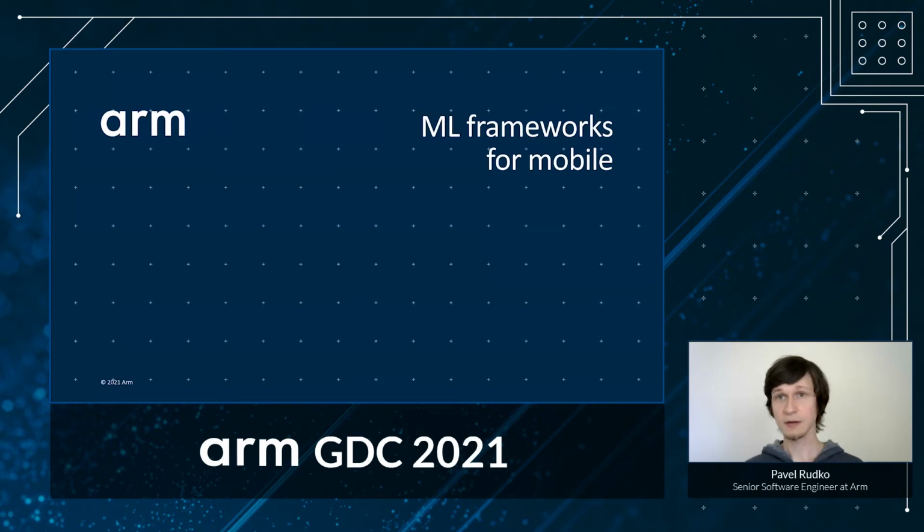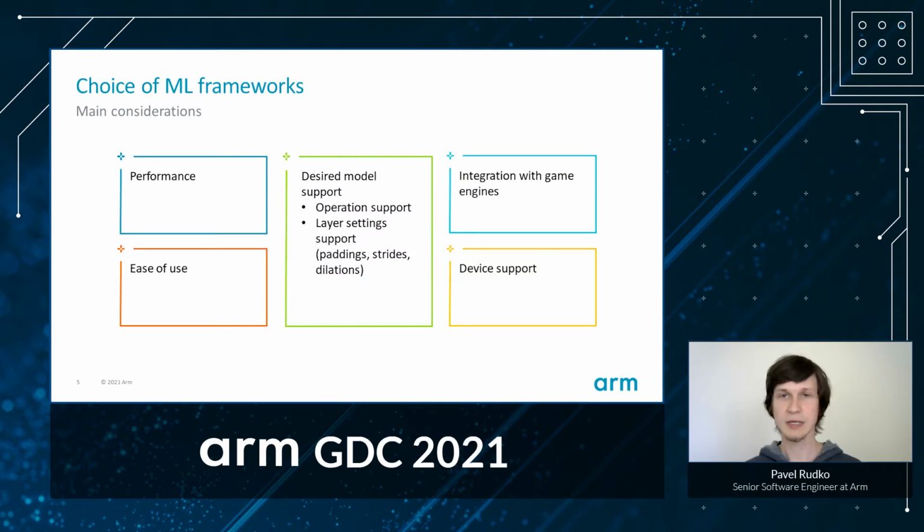For using ML in all these cases, we need a way to perform neural network inference. That means executing the neural network on the target device. And there is a number of machine learning frameworks which make it possible. When it comes to the choice of ML framework for your project, there are certain key points to pay attention to. The most obvious are performance and ease of use.